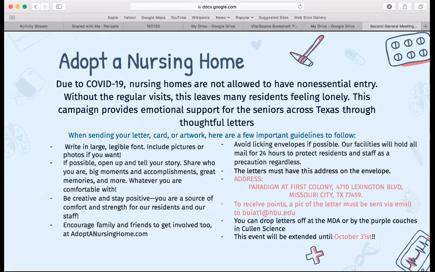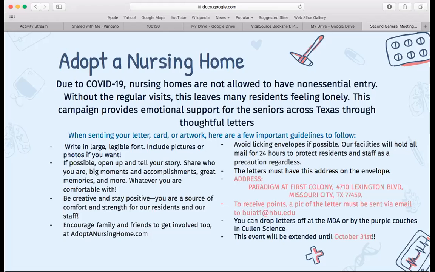Yeah, no problem. So we have adopted a nursing home. Due to COVID-19, nursing homes are not allowed to have non-daily visits. This leaves many residents feeling lonely. This campaign provides emotional support for the seniors across Texas through thoughtful letters.